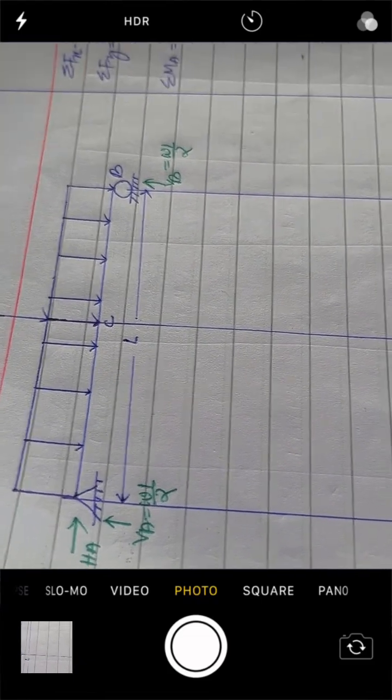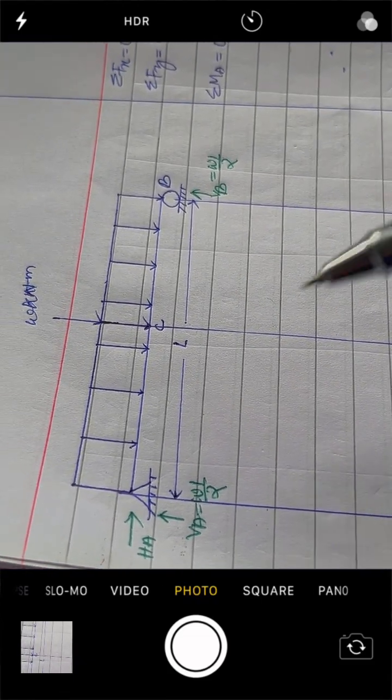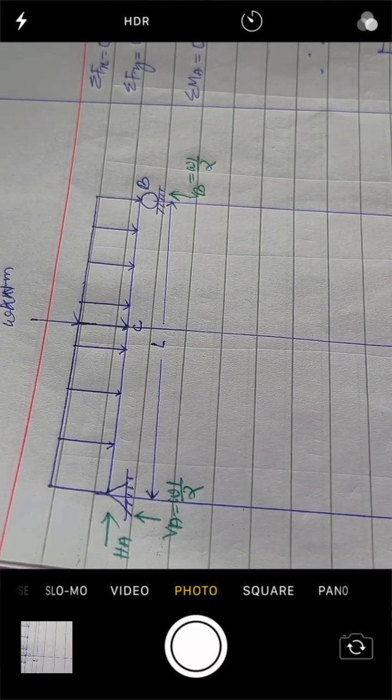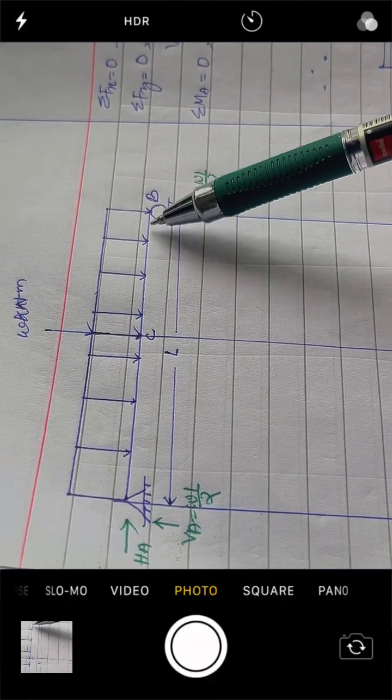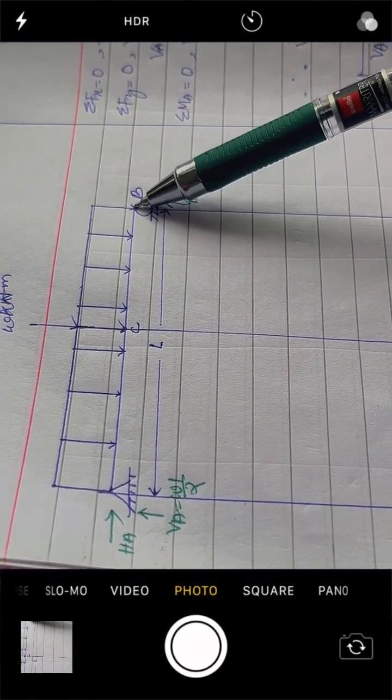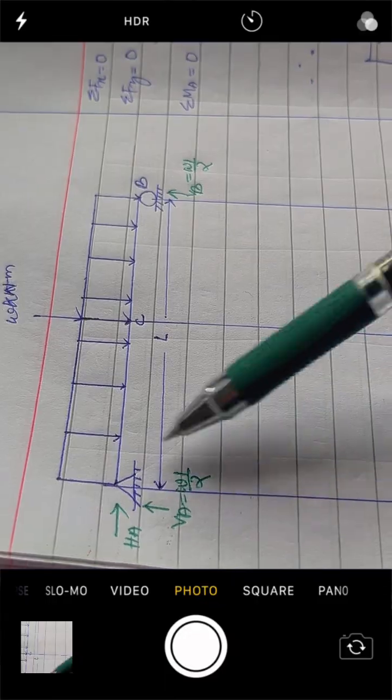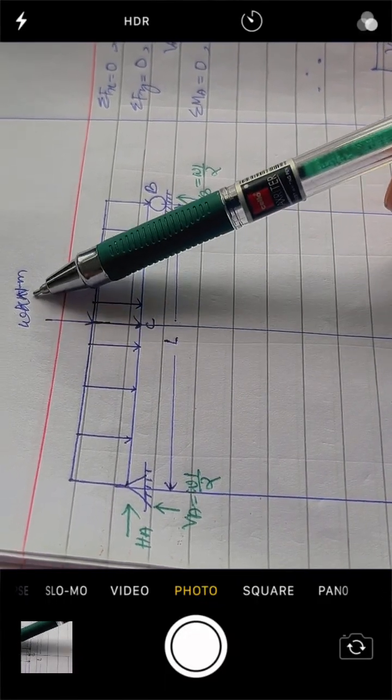I have reached the point where I will be able to solve the problem. So this is a simple problem which I have solved, and I would like to explain it. Suppose this uniformly distributed load is all over the span of the beam. First, the load is acting as a UDL of W kilonewton per meter.